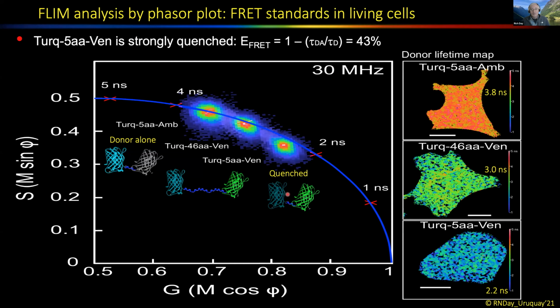And then this is turquoise 5 amino acid, our highest FRET efficiency standard. This has a lifetime down around 2.2 nanoseconds, giving us a FRET efficiency of 43%. So these standards are very, very useful if you're interested in doing these types of studies, to make sure your system is optimized for these measurements.